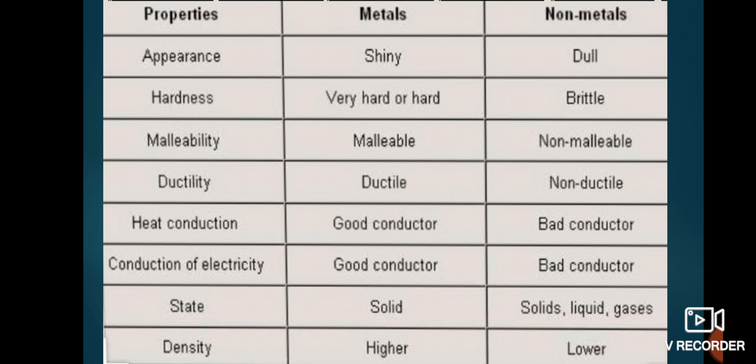Heat conduction: metals are good conductors of heat, non-metals are bad conductors. Conduction of electricity: metals are good conductors of electricity, non-metals are bad conductors. State: metals exist in solid state, non-metals exist as solids, liquids and gases. Density: metals have a higher density, non-metals have a lower density.